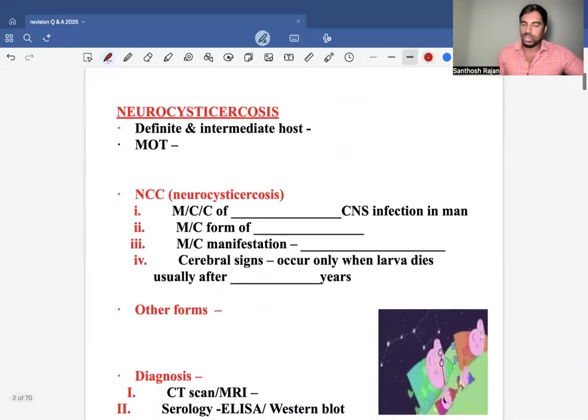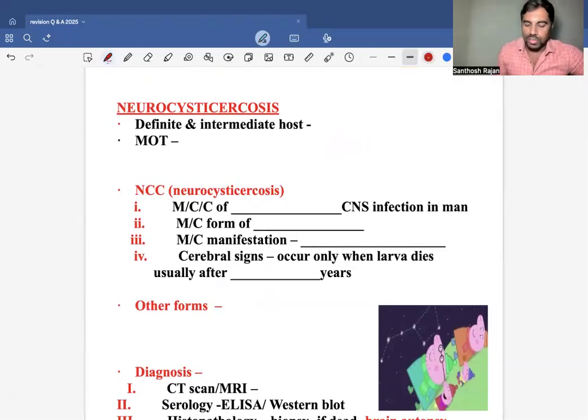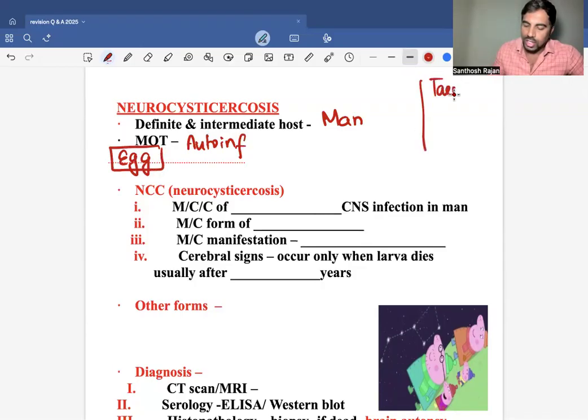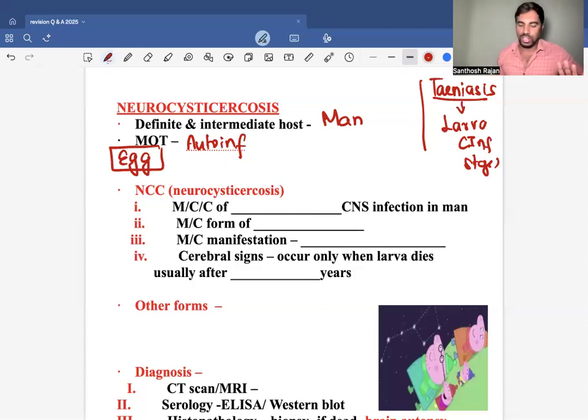A little bit more about neurocysticercosis, always a question asked. In neurocysticercosis, the definitive and intermediate hosts are both man only. When you talk about normal intestinal taenia, the definitive host is man and the intermediate is pork or pig. Here it is not like that. In both cases it's man only, because most of the time it is due to autoinfection. Especially here the infective stage is the egg, not the larva. Because in teniasis, by Taenia solium and saginata, the infective stage is the larva. Here, for neurocysticercosis, the egg is the infective stage.